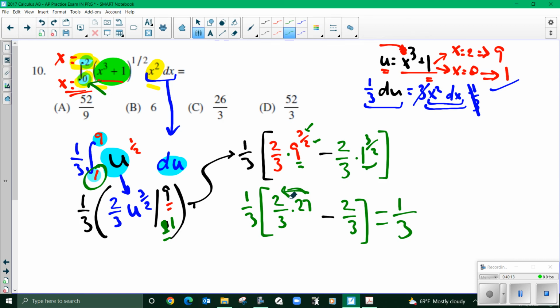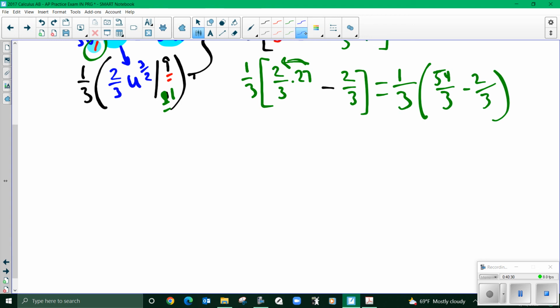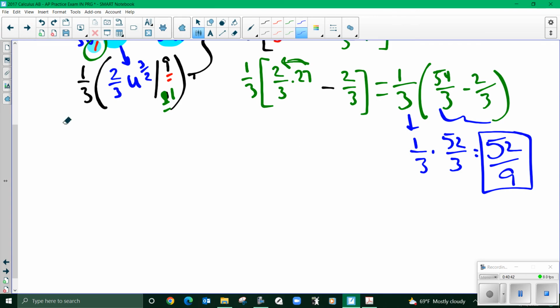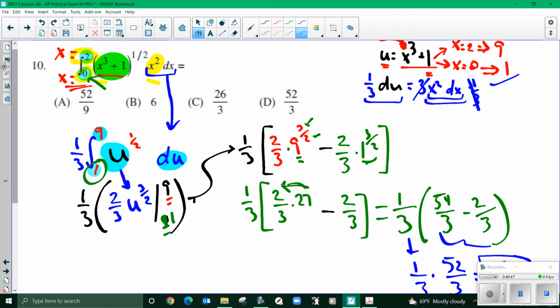2 times 27 is 54. 54 thirds, okay, minus 2/3 will give me 52 thirds. Okay, so let me scroll on down here, give myself just a little bit more room. 52 thirds. Oh, by the way, times 1/3. It's 52 ninths. That's what my answer should be. And that, my friends, is choice A. Look at that, perfect. Choice A.